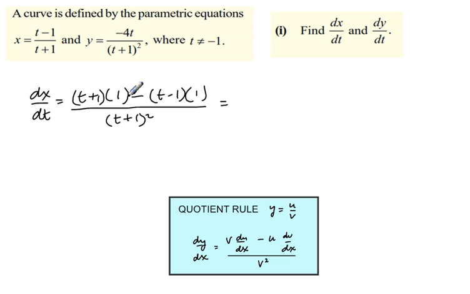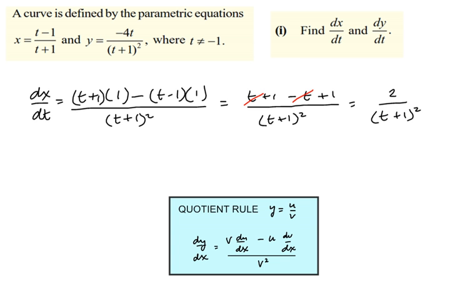Now we neaten up the top. We multiply this out and we get t plus 1 minus t plus 1. Be careful with the signs here. Minus by minus gives me plus 1. All divided by t plus 1 squared. Don't try to multiply it out at the bottom. And here we see that t minus t is equal to 0. So we're just left with 2 on top and t plus 1 squared underneath. And that's our answer.